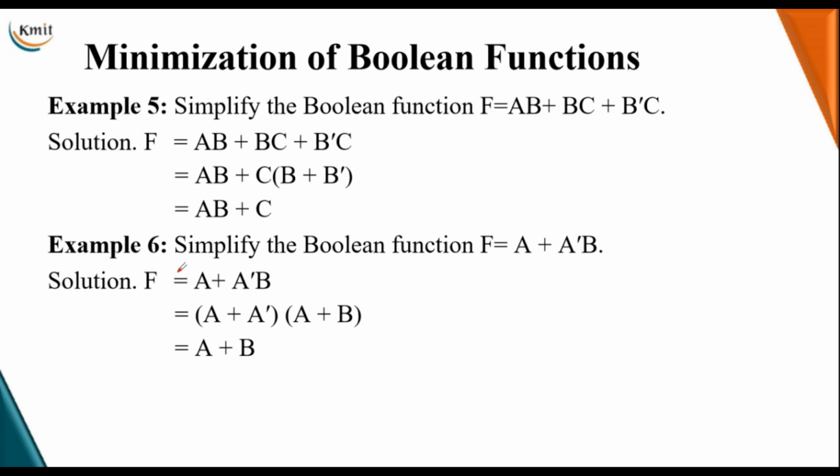Another example we have taken is F is equal to A or of A bar B. Using the distributive law, A or of A bar, and of A or of B. A or of A bar is replaced with 1. So we obtain A or of B.